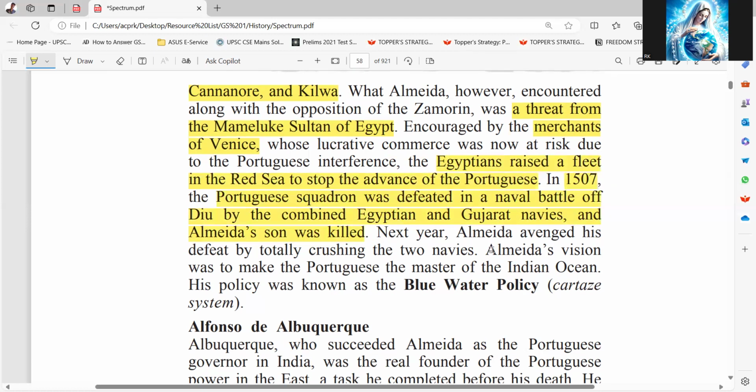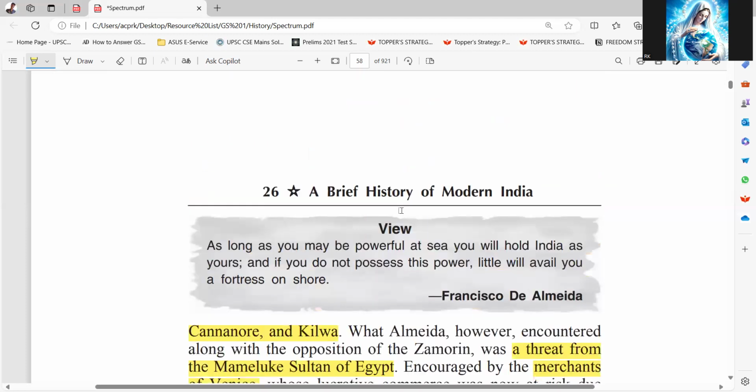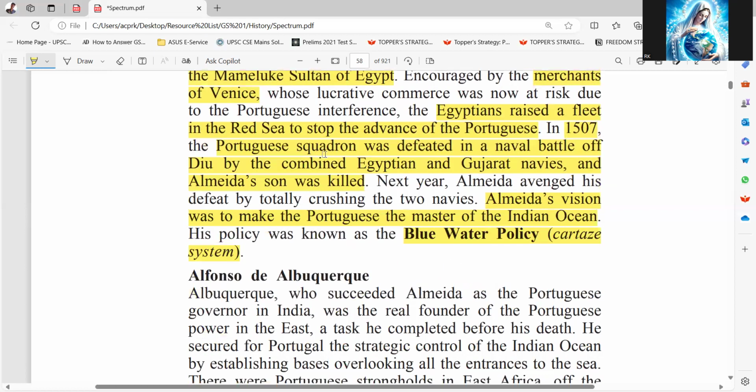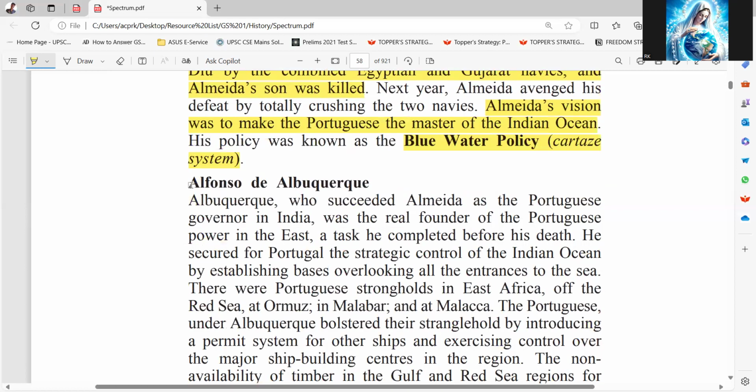Almeida's vision was to make the Portuguese the master of the Indian Ocean. His policy was known as the Blue Water Policy or Cartaz system. As long as you may be powerful at sea, you will hold India as yours. And if you do not possess this power, little will avail you a fortress on shore. Francisco de Almeida. Okay. After Almeida, next one was Alfonso de Albuquerque.